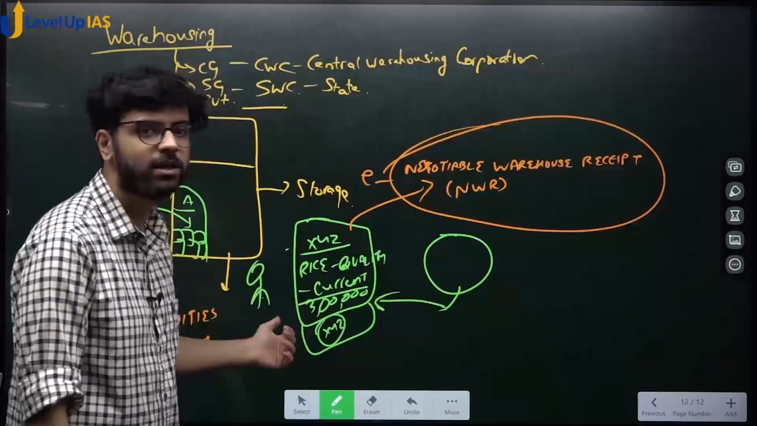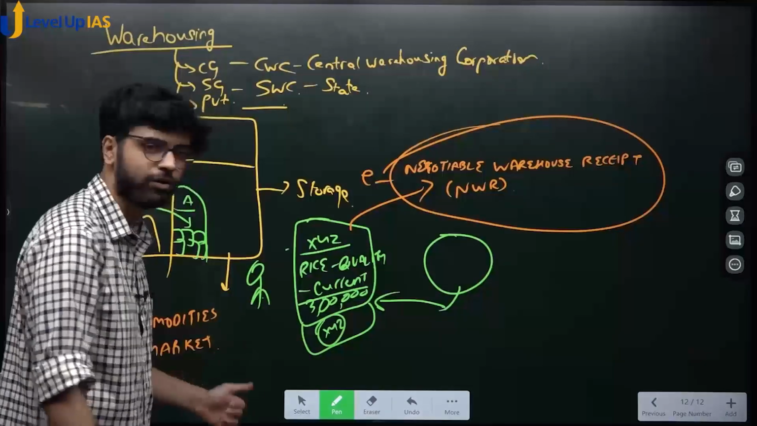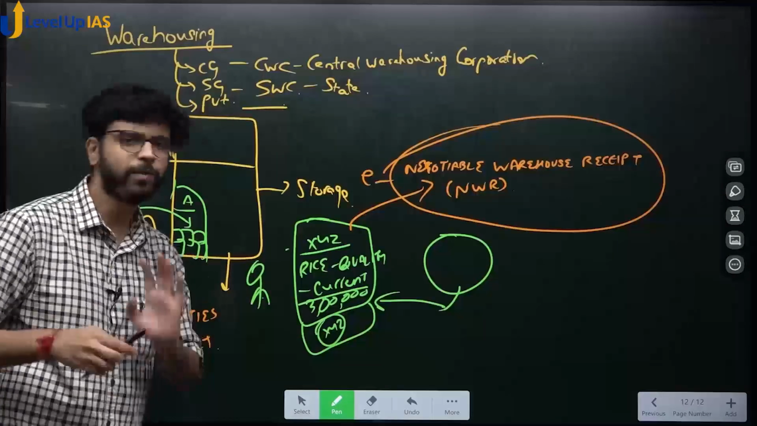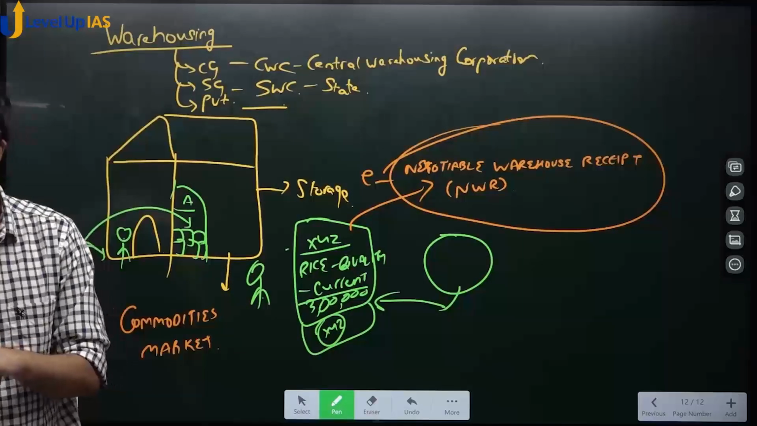So they will tell the farmer, give us 5,000 rupees, we will come to your field, collect the rice and go. So that also happens. Okay?